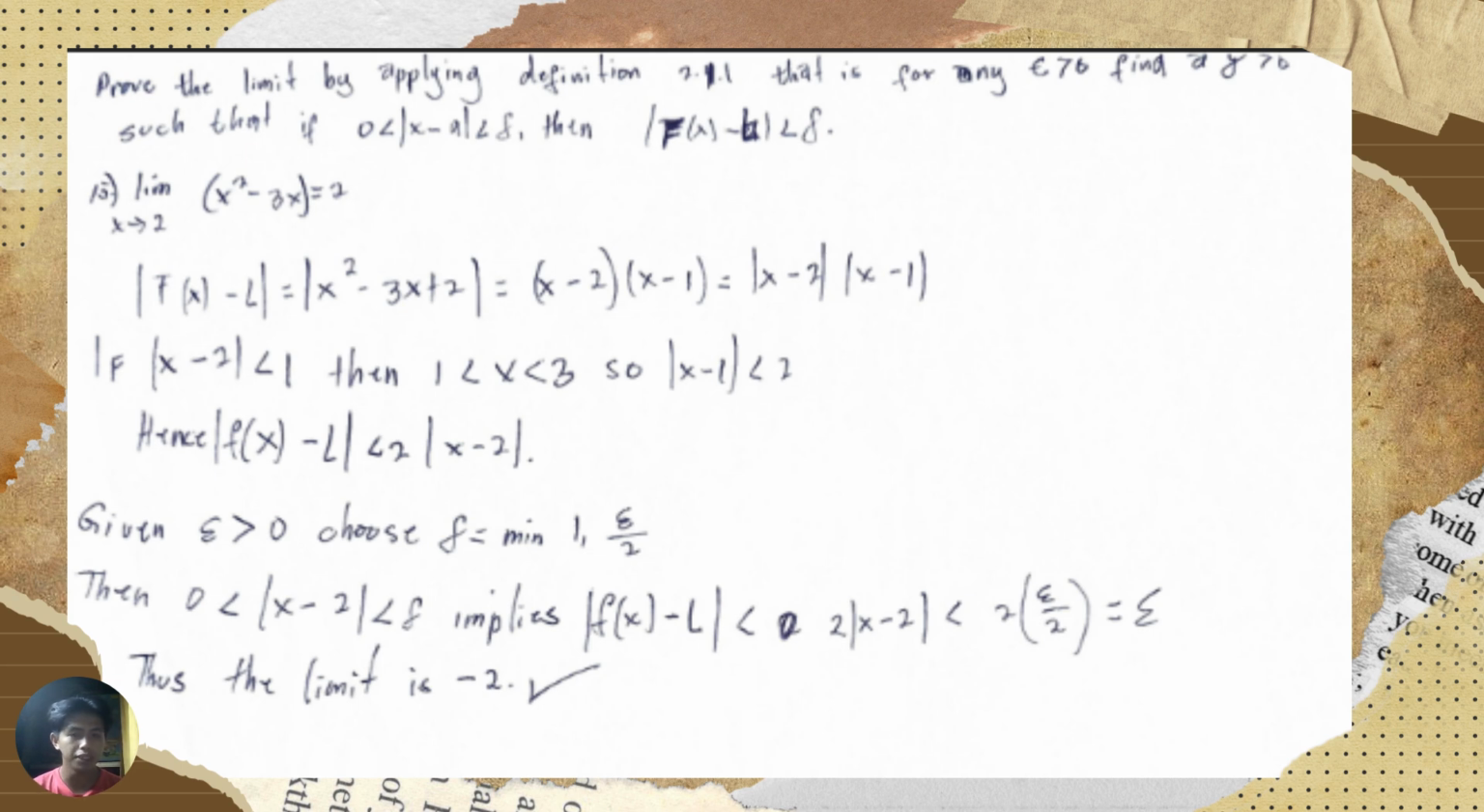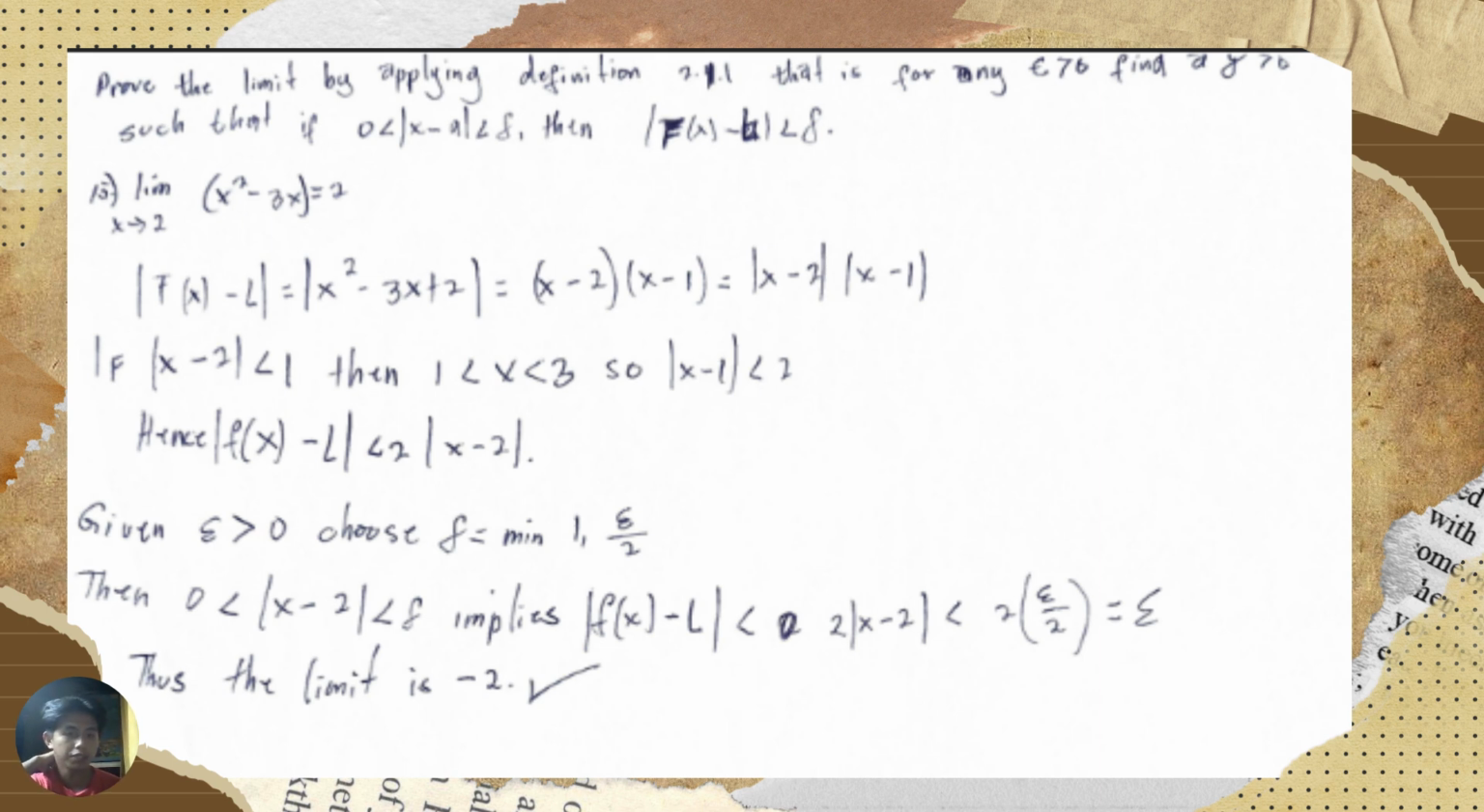Next, in number 15, we need to prove the limit by applying definition 2.1.1, that is, for any epsilon greater than 0, find a delta greater than 0 such that if 0 is less than the absolute value of x minus a is less than delta, then the absolute value of f of x minus L is less than epsilon.